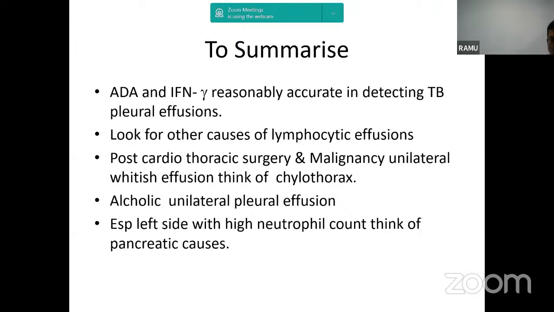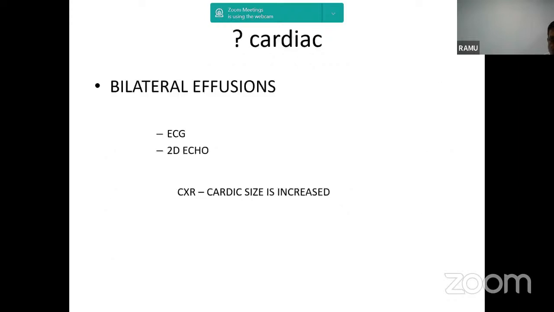To summarize, ADA and interferon are reasonably accurate to detect TB. Always look for other causes of lymphocytic pleural effusions, such as post-thoracic surgeries and malignancy. For unilateral whitish fluid, think of chylothorax. For alcohol-related unilateral pleural effusion, especially on the left side with high neutrophil content, think of pancreatic causes.